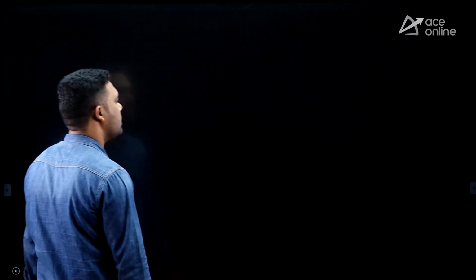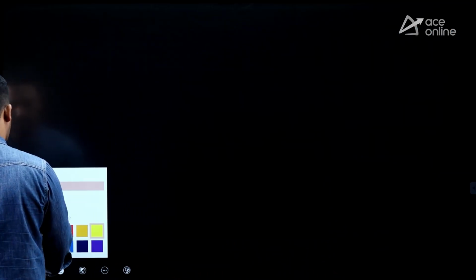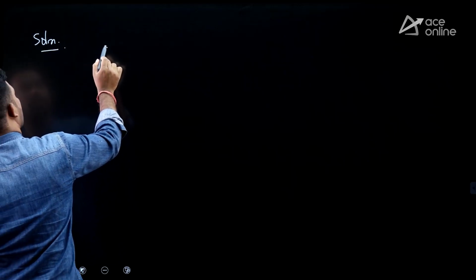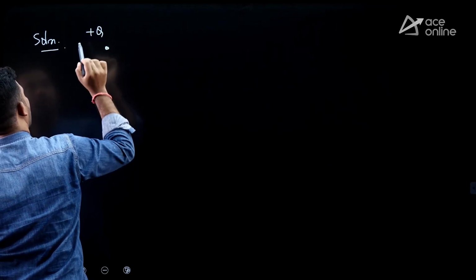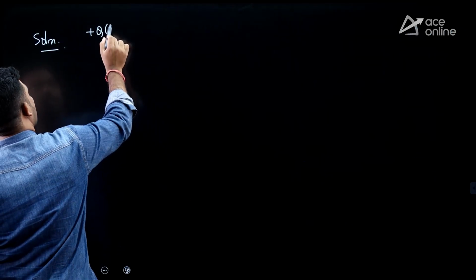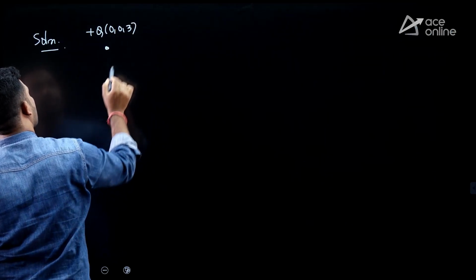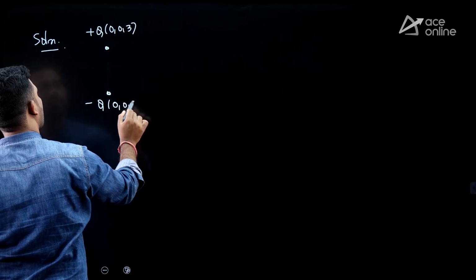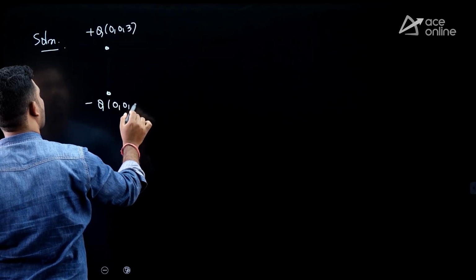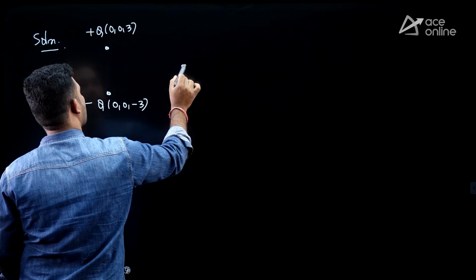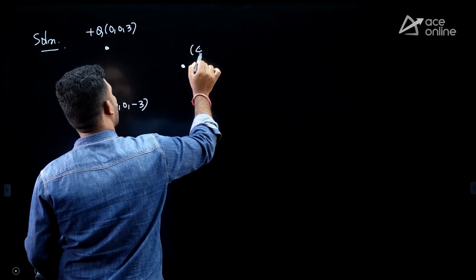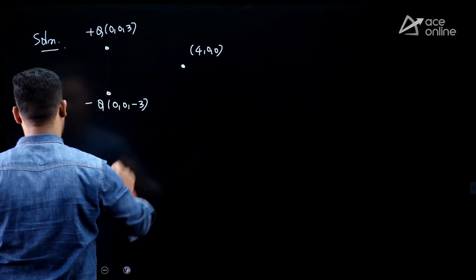Or you can go in a conventional way like this, without any vector approach. There is a charge q here. I am not drawing any coordinate system. It is at 0, 0, 3. The other one is at 0, 0, -3. The question is asking the direction of the electric field at 4, some rough diagram we have taken.